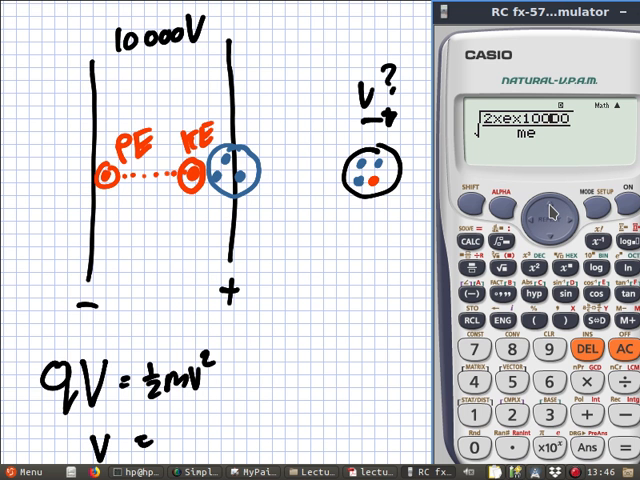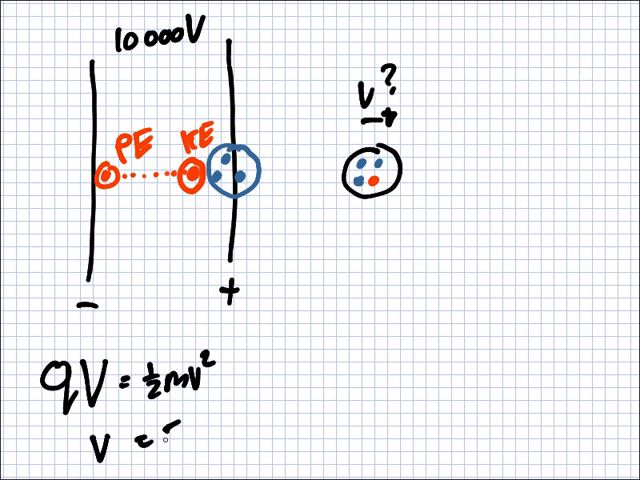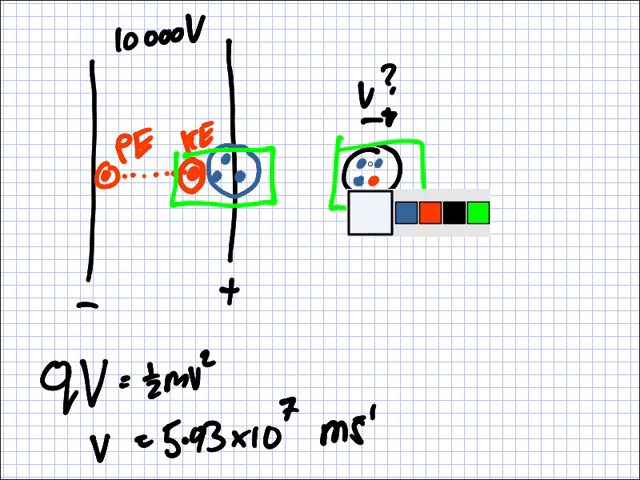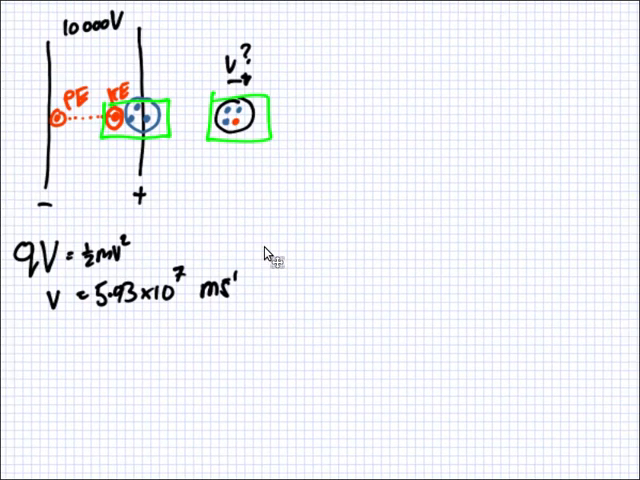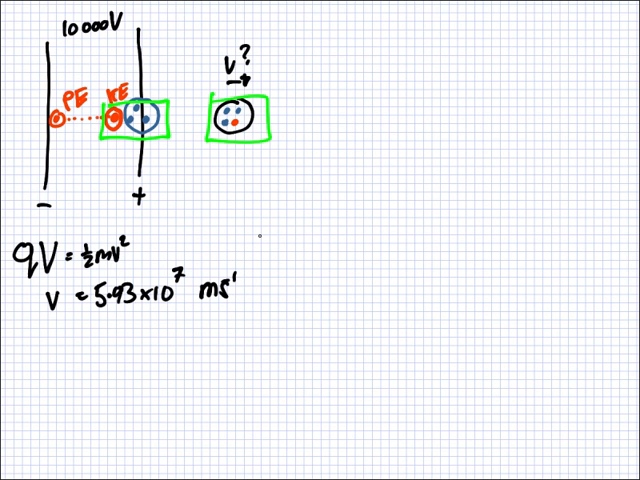10,000. Is that okay? Did I just do that? Yeah? That's 5.93 times 10 to the 7. Okay, but now, look. These two collide and they move off together. So what type of problem is this now? Conservation of, yeah, that's it, momentum.